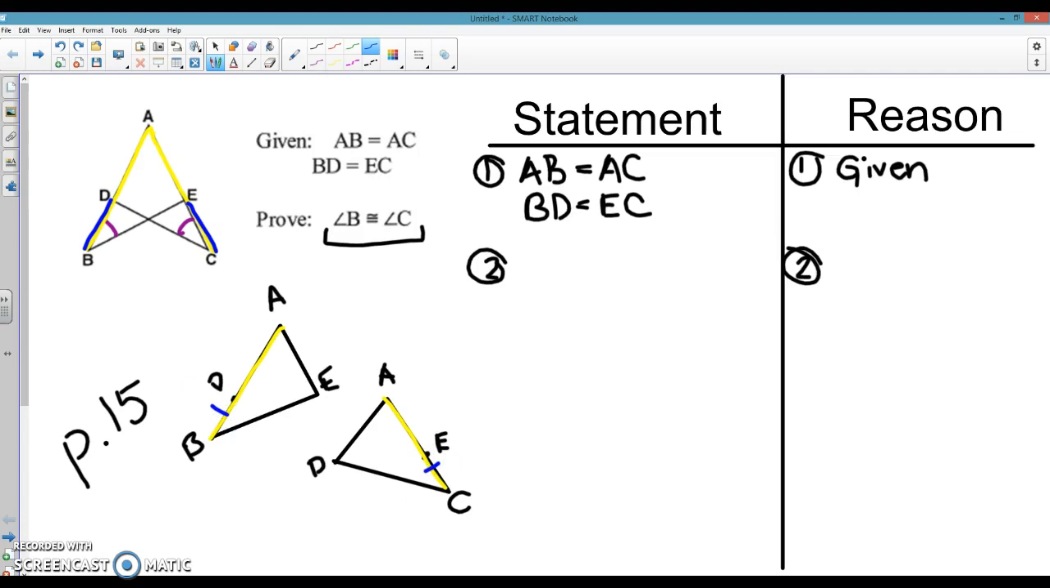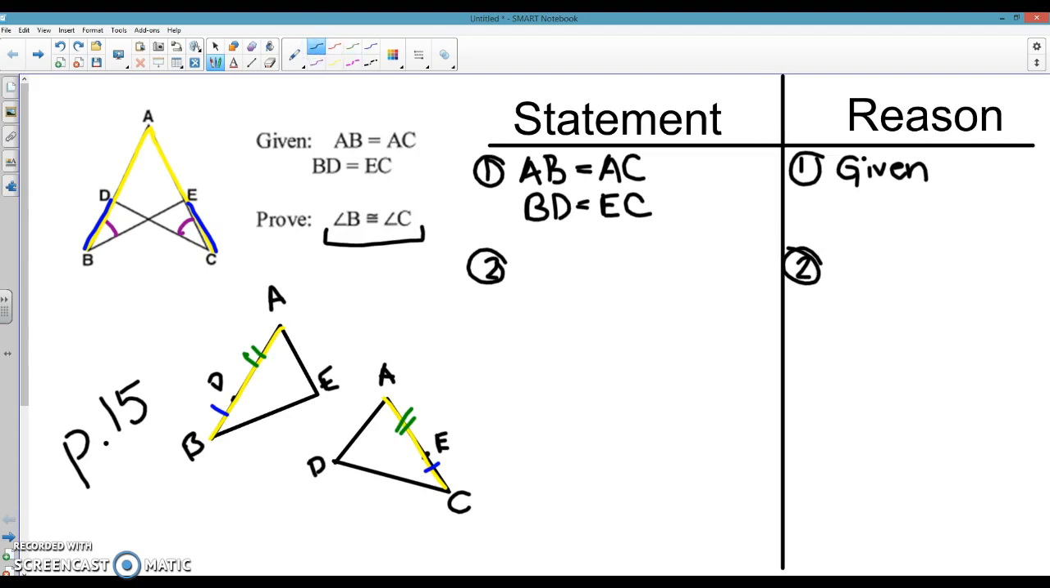So if I take a look at these two triangles, and if I see that the entire yellow parts of the triangle are equal in measure, and the smaller parts that I have blue hash marks are equal in measure, then if I would take the entire thing and subtract the smaller section that I know, I can also say that AD and AE are also equal in measure.